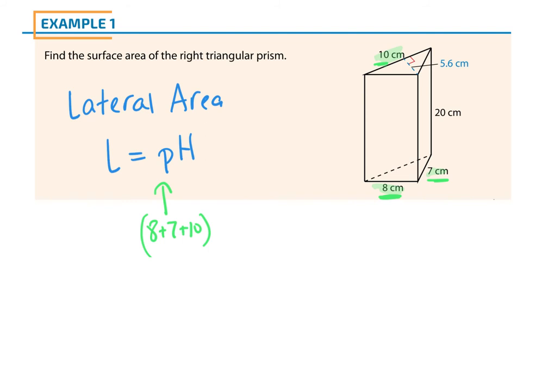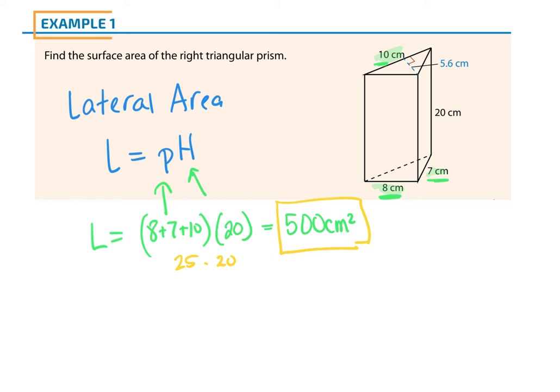Height. They do not want the height of the triangle. See, they also gave me the height of the triangle right here. Everybody see that? I don't want that height. I want this height. I want the height of the prism itself. And so I'm going to multiply, that height then is going to be 20. All right. My lateral area then is going to be 500 centimeters squared. I get 25 times 20. 25 here times 20 there. So my lateral area is that. Lateral area is that.